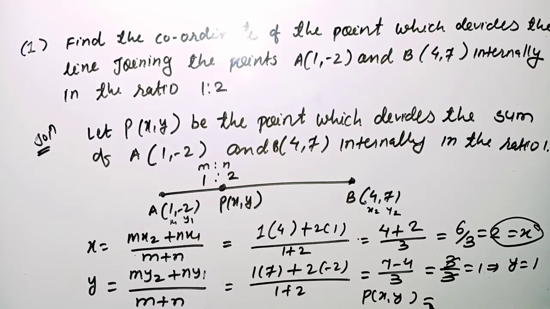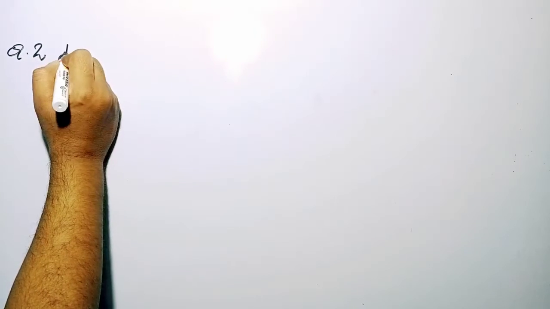Okay students, so coordinate of point P, first of all we will write the value of x and then we will write the value of y. So 2 and 1, because the value of x is 2 and the value of y is 1. Thus students, here you can conclude that P(x, y) having coordinate 2 and 1 divides the line segment joining point A and B in the ratio 1:2.